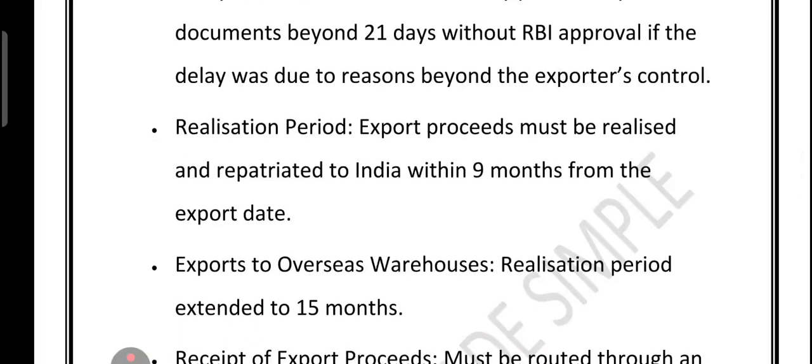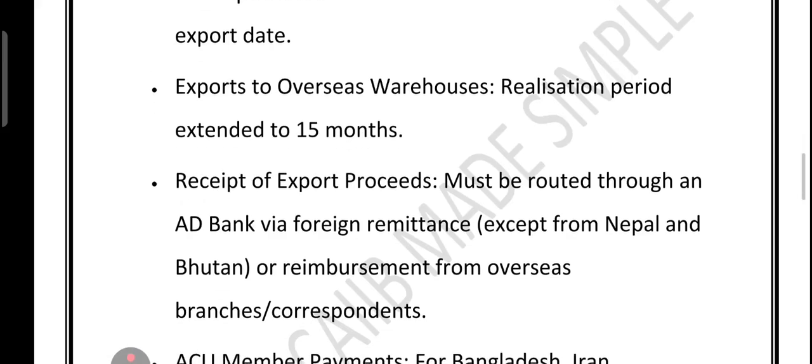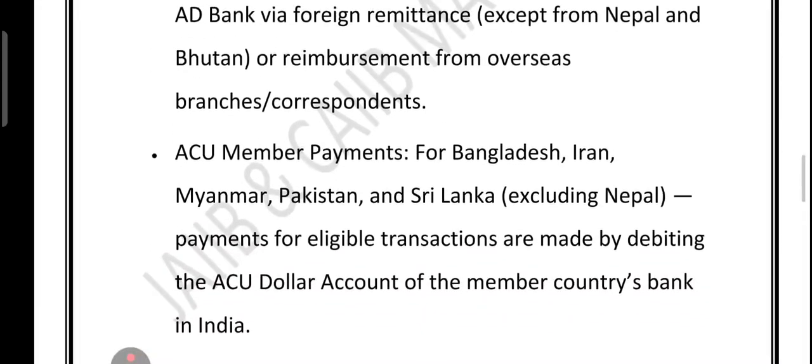What about the realization period? You must receive your export payment and bring it back to India within 9 months from the date of export. What about the overseas warehouse? If you are sending goods to your own overseas warehouse, the payment period is longer, which is 15 months. What about the receipt of the export proceeds? See, payment must come through your authorized bank via foreign remittance, except for exports to Nepal and Bhutan, which have different rules.